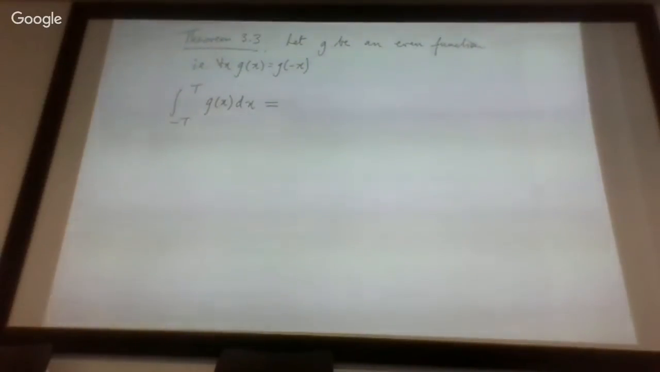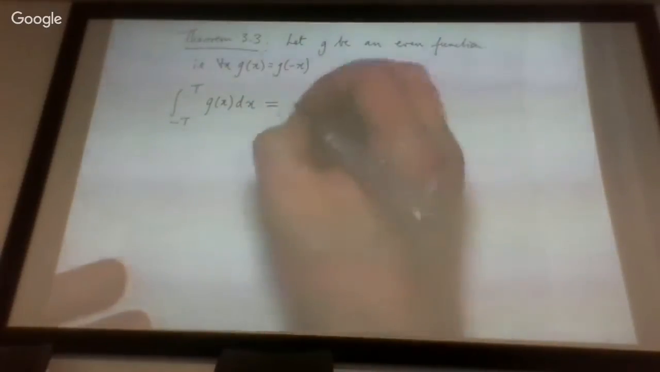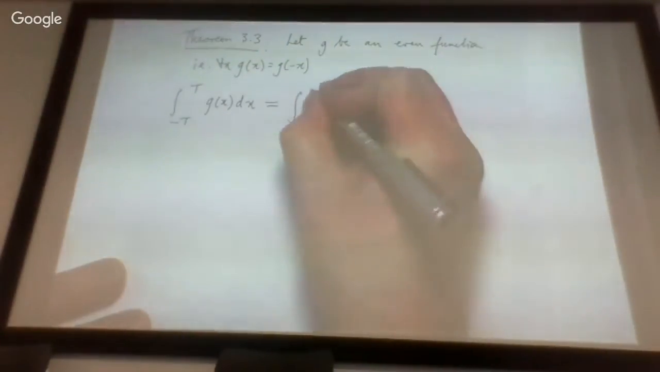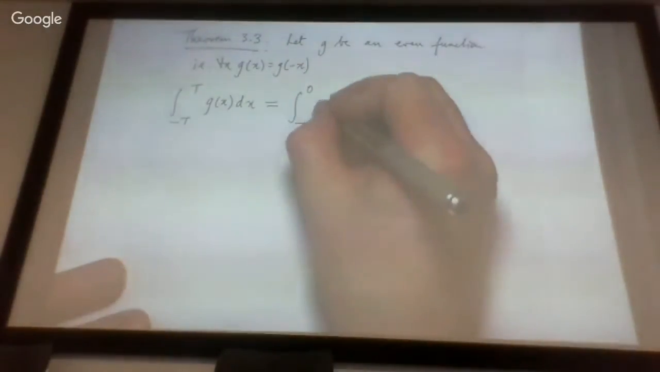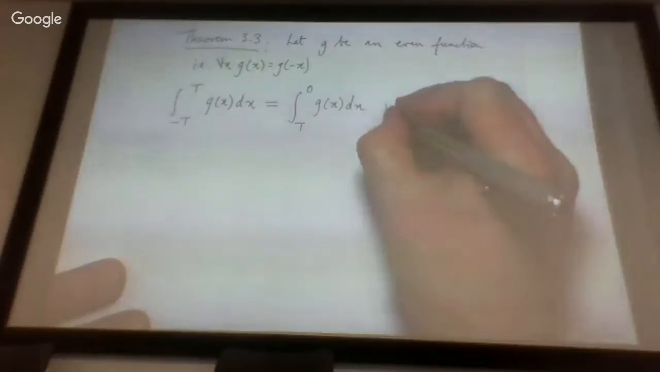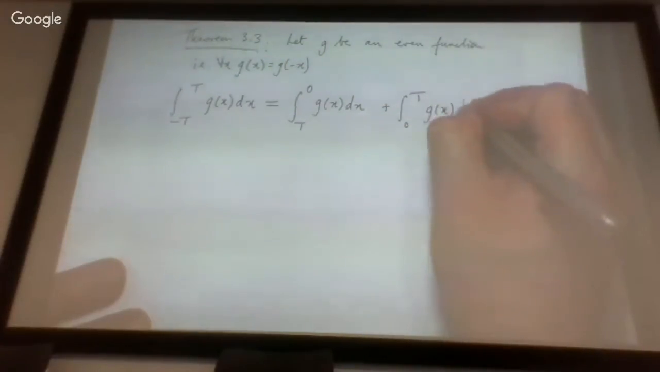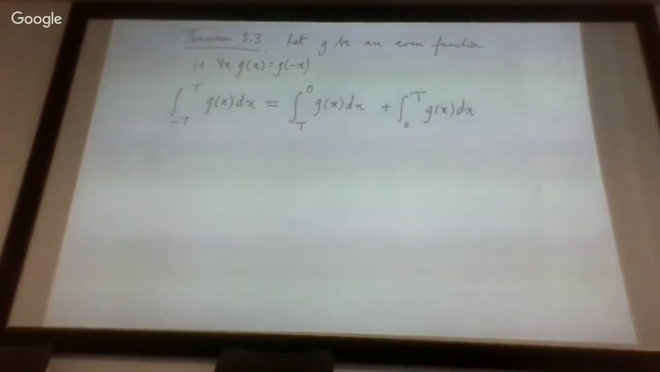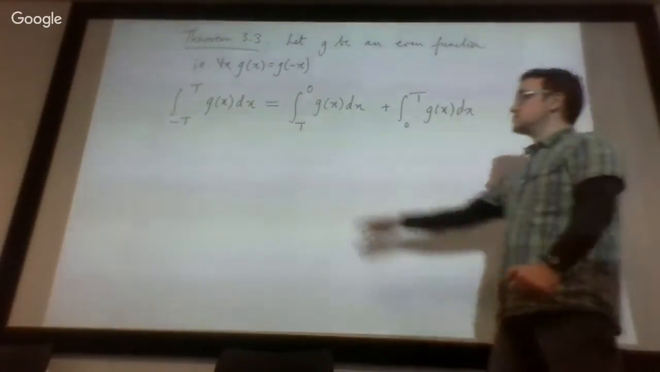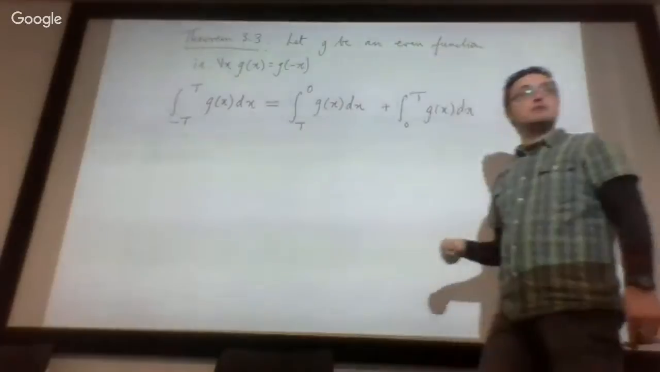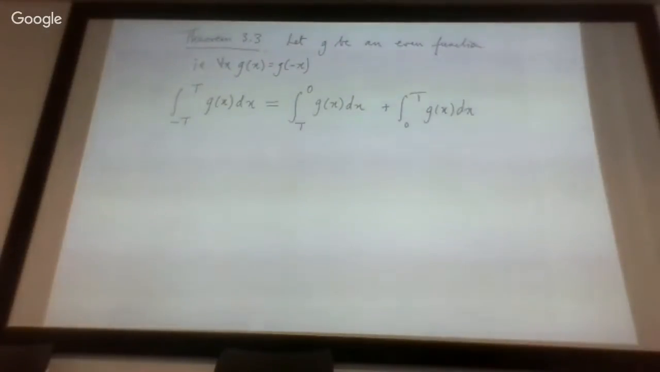So the first property I'm going to use is the fact that we're allowed to split the region of integration up. So I can integrate the function on the negative half, integrate it on the positive half, and add the two integrals together. Okay? That's a basic property of integration. You can split the interval of integration up into disjoint subsets and integrate them individually and then add them together.